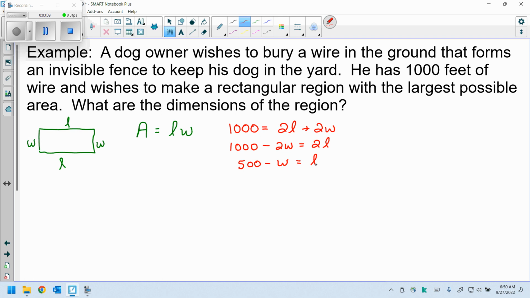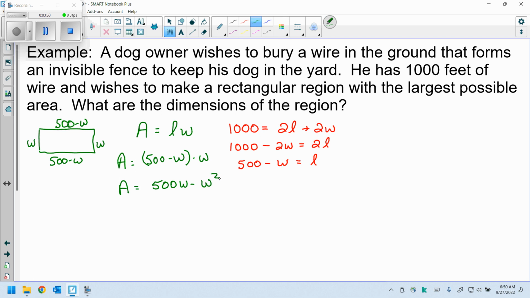So I'm going to get rid of these L's, and I'm going to replace my L's with 500 minus W. So now my area equation has fewer variables. Instead of an L, I'm going to say 500 minus W, times W. And so the area of this thing is 500W minus W squared.